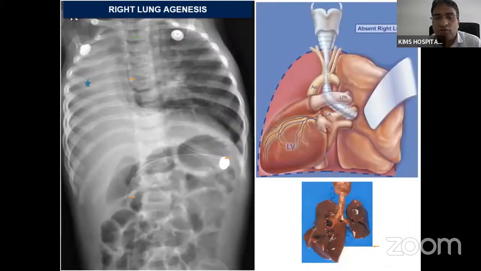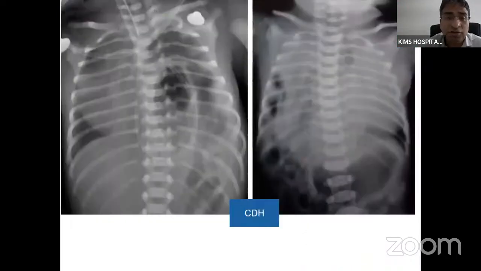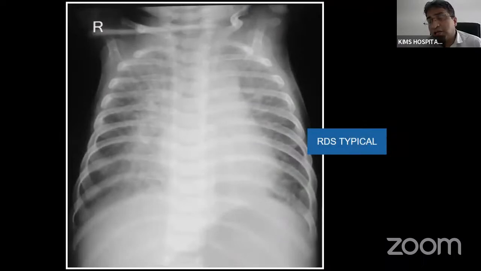In the same way, one form is right lung agenesis. You can see the right lung is totally white out and the heart is shifted to that side, causing the cyanosis. This is one of the very common examples. CDH causes severe PH and PPHN, causing cyanosis. So these are all the respiratory causes, CNS causes, hemoglobin causes, and vascular causes.